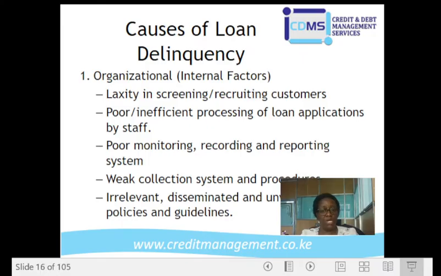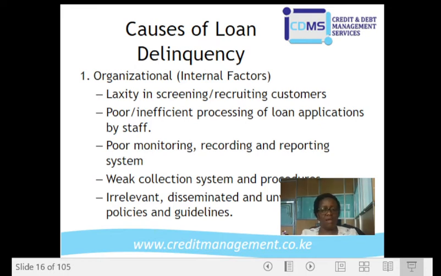There is maybe no one following up, or even the people who are following up have no idea how to do the follow-up in the right way. The other one is irrelevant, poorly disseminated and unwritten lending policies. We do not have lending policies, we lack collection policies, and our lending guidelines and procedures are not even written, they are not known to staff.